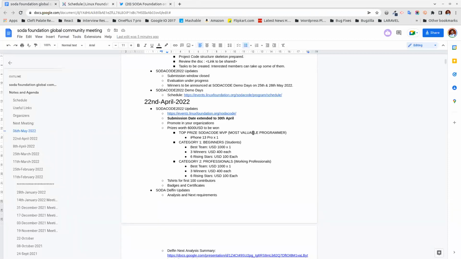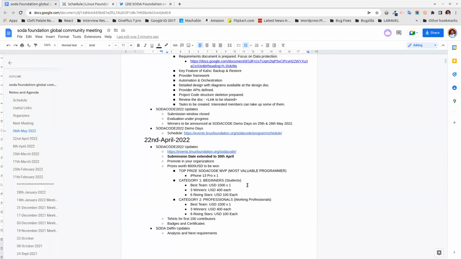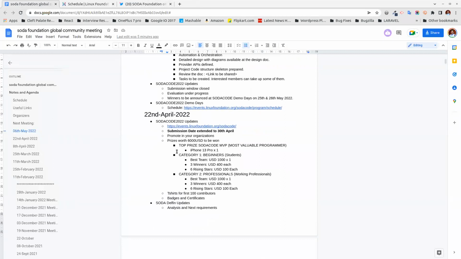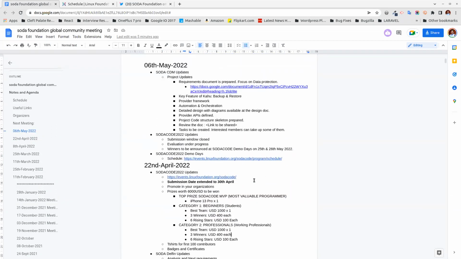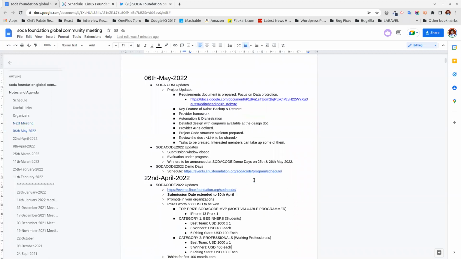Right, just to give you an update on the prizes. The most valuable programmer prize is an iPhone 13 Pro. Then we've got vouchers worth 1000 USD for the best team in the professional and beginner categories, as well as 400 USD each. The prizes will be announced on the demo days itself. We're just looking forward to the evaluation now.